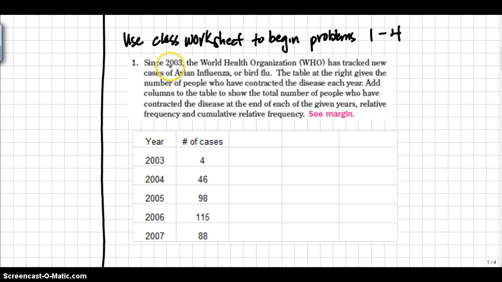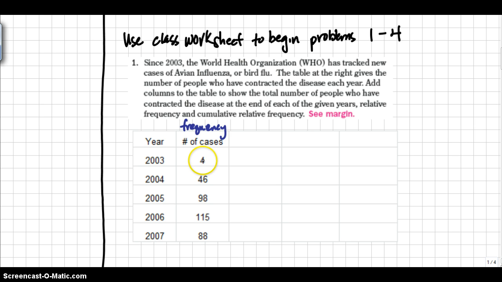Question number 1. Since 2003, the World Health Organization has tracked new cases of the avian flu or bird flu. The table below gives the number of people who have contracted the disease each year. Add columns to the table to show the total number of people who have contracted the disease at the end of each of the given years, the relative frequency, and the cumulative relative frequency. I've already added in those extra columns for students, so they don't have to worry about making those changes. Keep in mind that the years that are given are there, and then the next column that's given is technically the frequency.